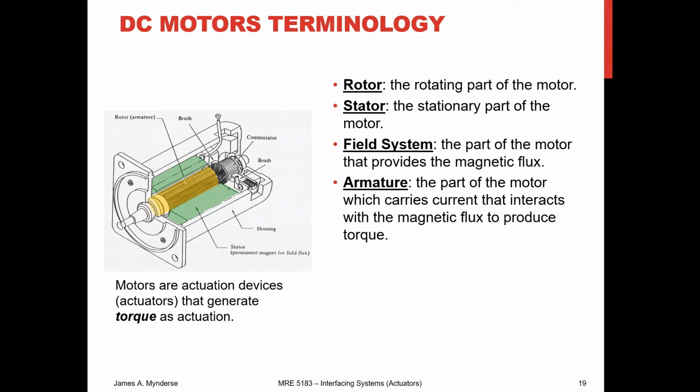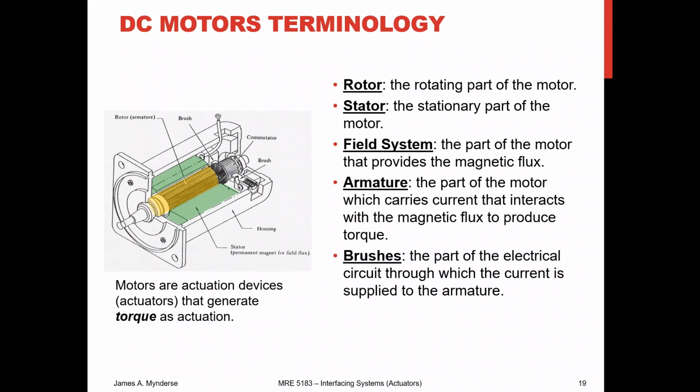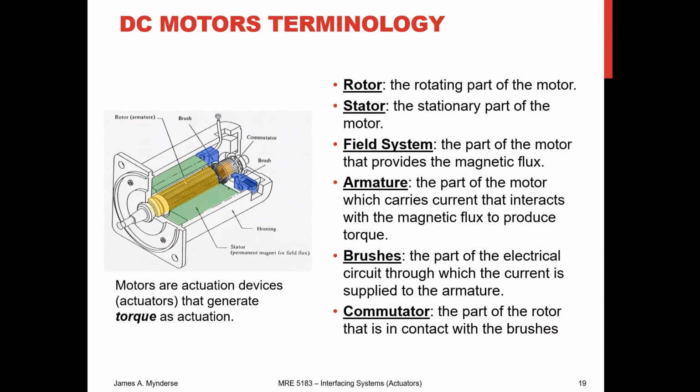The armature is the part that is going to be carrying the current, and then the brushes are where the circuit is made between the outside and the inside, basically. So that's between the contacts and, through the commutator, to the armature. And then the commutator is this thing that's back here, and as you're rotating the rotor, the commutator is in contact with the brushes, and it's switching the direction of the current.